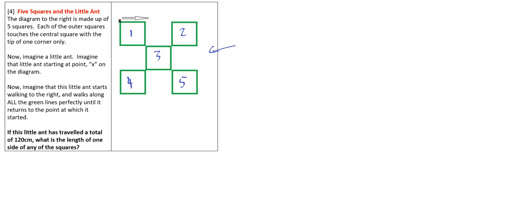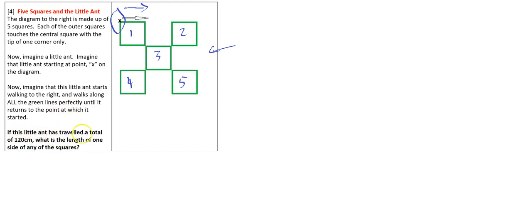Now, imagine that little ant starting at point X. Okay, so that's up here on the diagram. Now, imagine that this little ant starts walking on to the right, so in the direction of this arrow, and walks along all the green lines perfectly until it returns to the point at which it started.